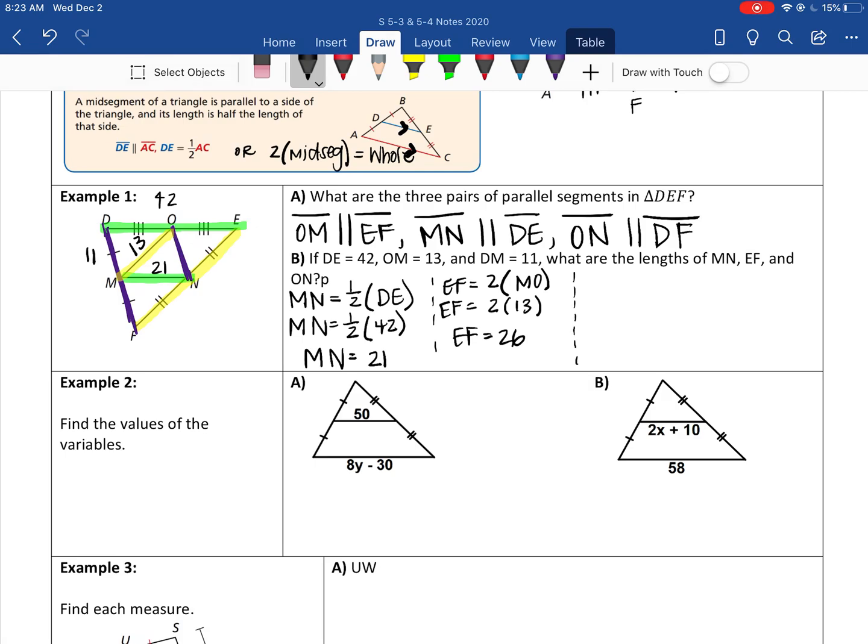All right, last one. It wants us to find ON. This one's a little harder. If I know that DM is 11, and I can see that these two lengths are congruent, then this length is also 11, making my whole length 22. If my whole length of the purple segment is 22, then ON is equal to half the length of my parallel side. So ON is half of 22, which is 11.